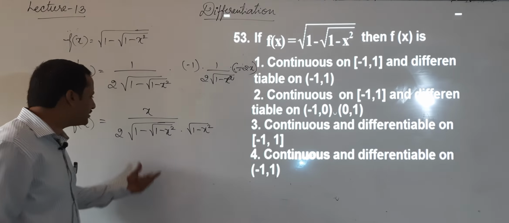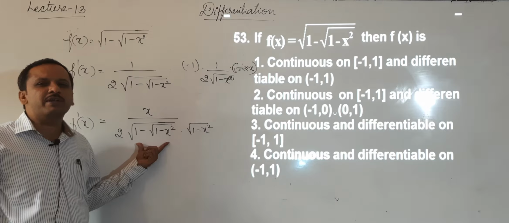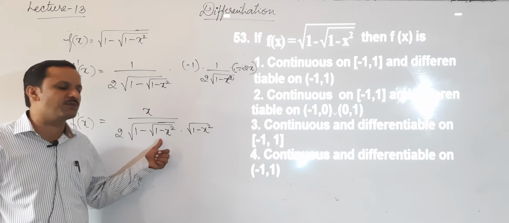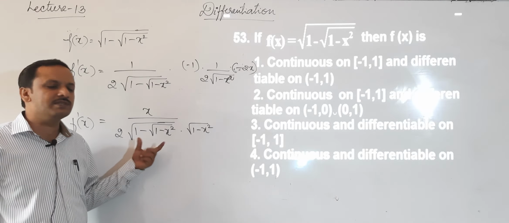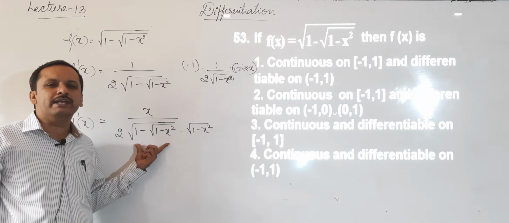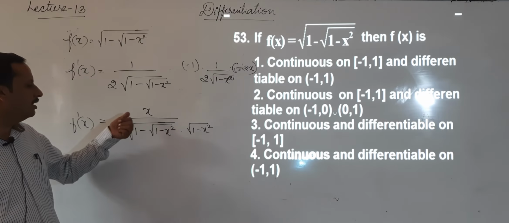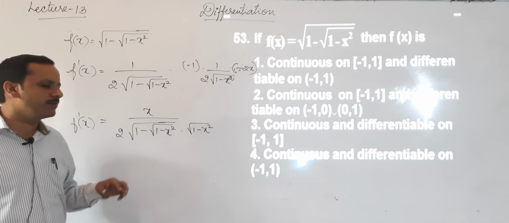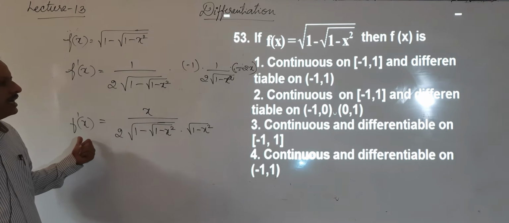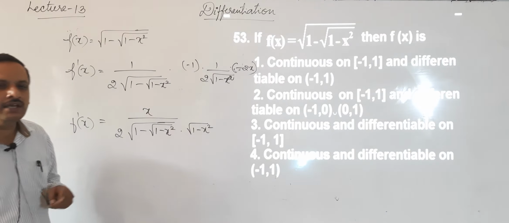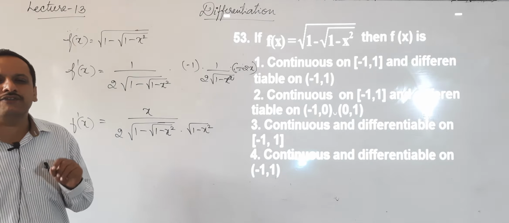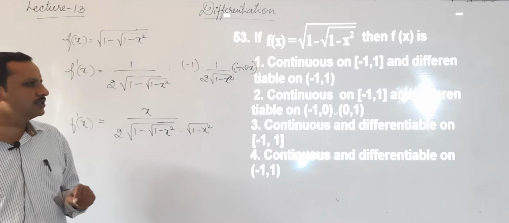Then, if I put x equal to 0, what happens here? You just observe. If I put x as 0, 1 minus 0 is 1, root 1 is 1, 1 minus 1 is 0. So, denominator is 0 when x equal to 0. And not only denominator, numerator is also 0. 0 by 0 you get, right? Which is an indeterminate form, not defined. So, f dash of 0 also does not exist. F dash of 0 does not exist means the function is not differentiable at x equal to 0.